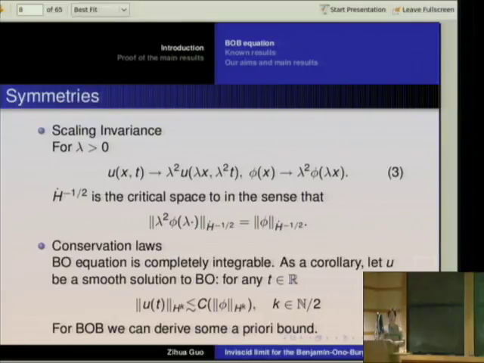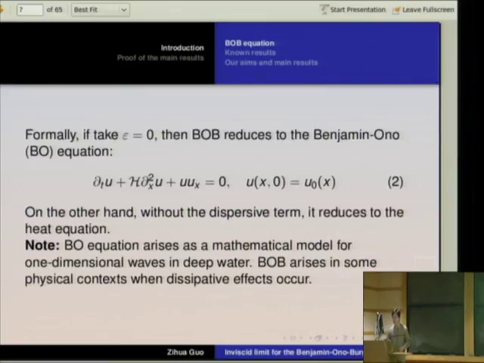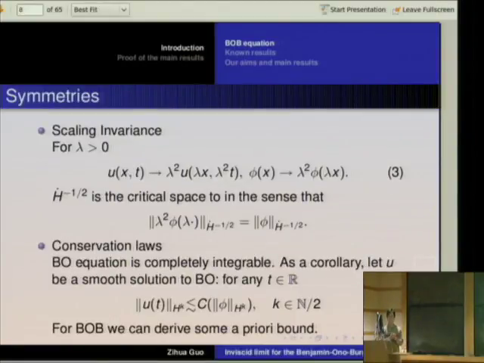Okay. And there are many symmetries. Particularly, we will use the following two. Can you go back to that equation? I just would like to know what's known. So global existence, all that, everything? You will explain what is known. Okay. The two symmetries we will use. The first one is the scaling invariance. You see the dispersive term and the heat kernel are both of second order, so they have the same scaling.